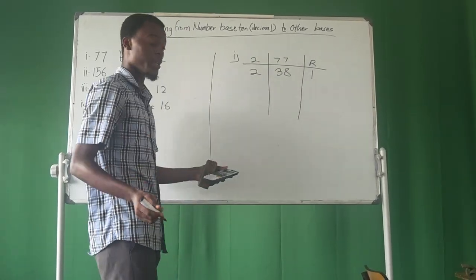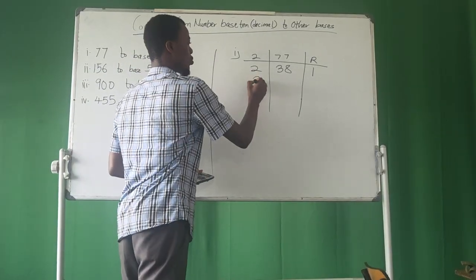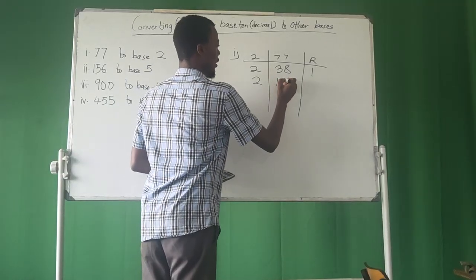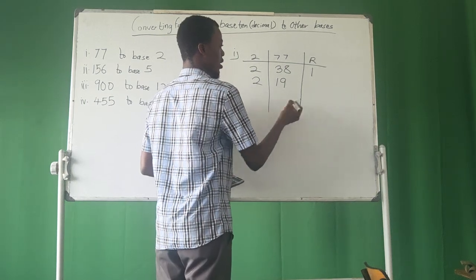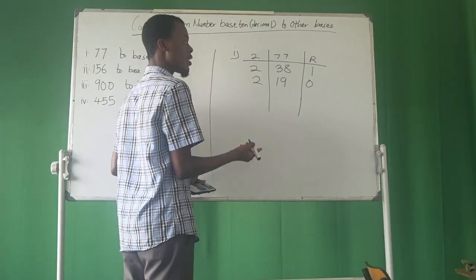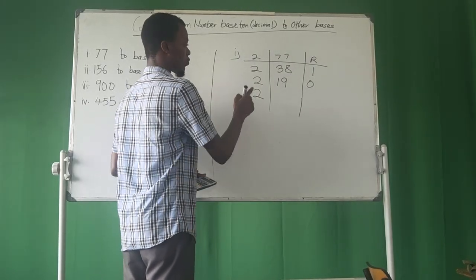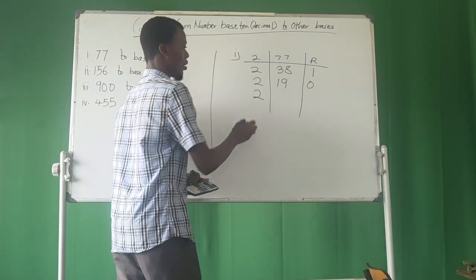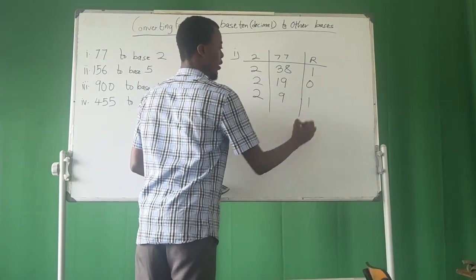So now the same way, 2 times which number will give us 38? 19. So 2 times 19 gives us 38, remainder 0. The same way, 2 times which number gives us 19? 2 times 9 is 18. Remainder 1.